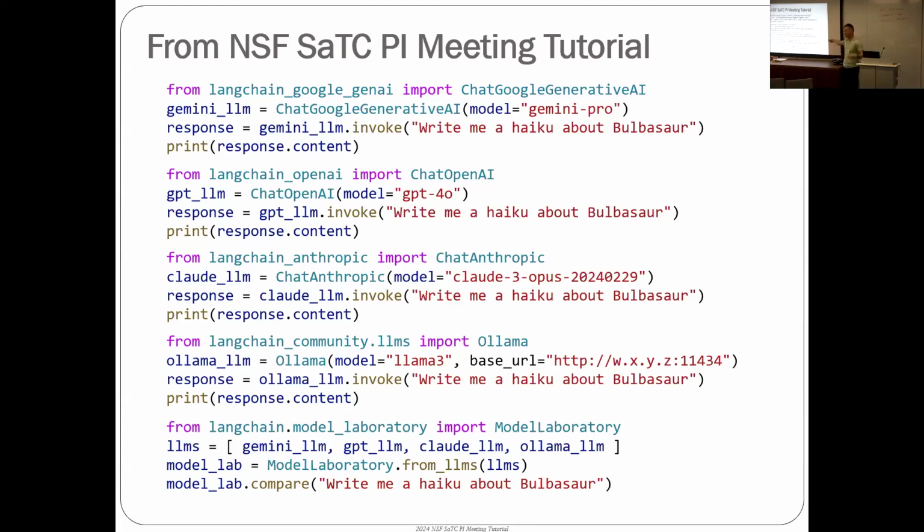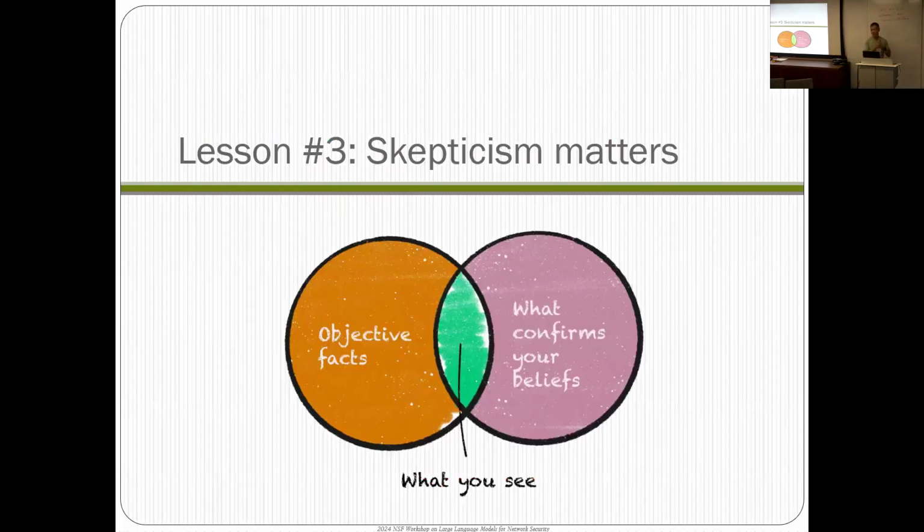And so you have to be model agnostic. I know most people are just using OpenAI because of its performance, but I still think it's important to be sort of independent of the vendor. Okay, lesson number 3 is that skepticism really matters.